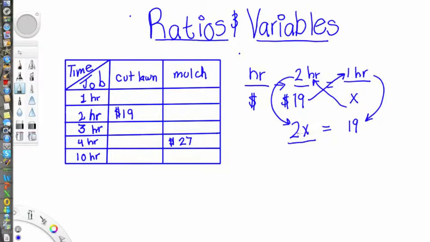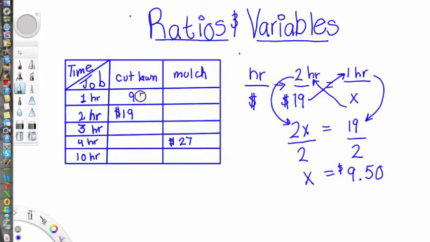Well, x is being multiplied by 2. The inverse operation of that is divide by 2. And what we do to one side of the equation to keep everything equal, we must do to the other side. So x equals 19 divided by 2, which is going to be 9.5. 9 plus 9 is 18. 1/2, or 0.5, plus 0.5 is 1. 1 and 18 is 19. So this is $9.50. We can plug this right in here.